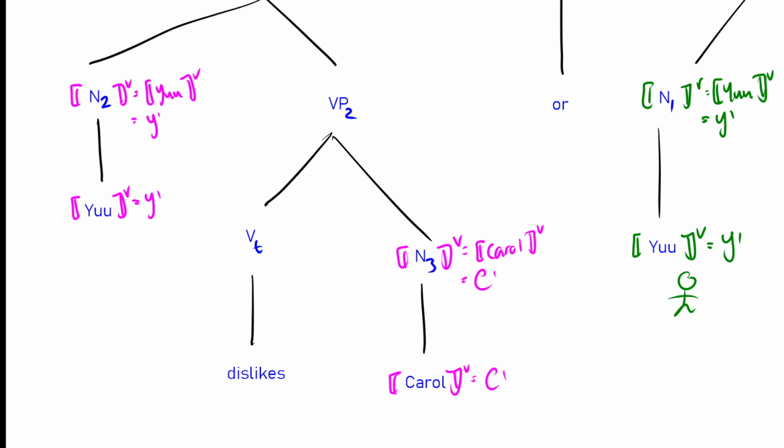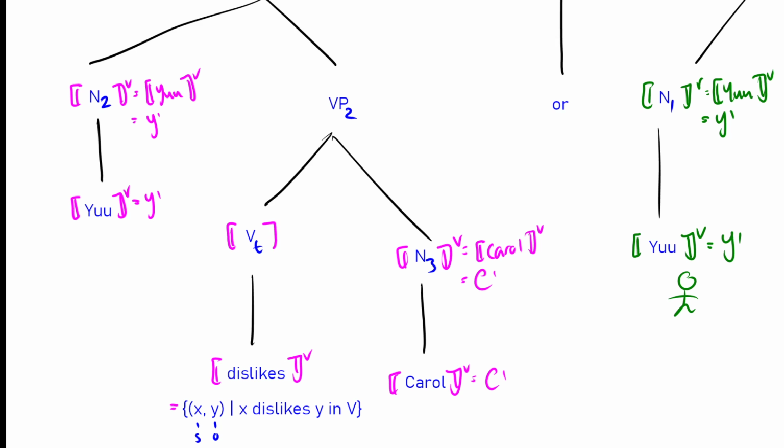Now, dislikes. We need to get the meaning of dislikes. Dislikes is a transitive verb. It needs a subject and it needs an object. So what we're looking at here is a set containing pairs x and y, such that x dislikes y in our situation v. So that is the meaning of dislikes. We're looking for pairs xy such that x dislikes y in v. In this case, x is our subject and y is our object.